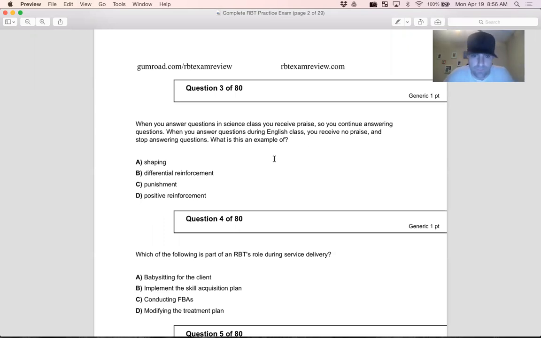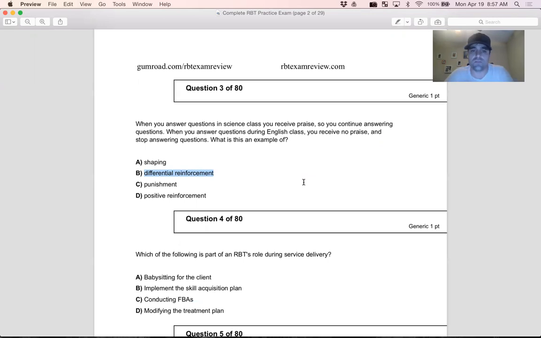Are you shaping? Well, no, because we're not teaching a behavior. We're not reinforcing approximations. Okay. We already have our behavior, right? Answering questions. Now it just comes down to reinforcing and not reinforcing. So we're not shaping. Differential reinforcement. Yes, this is textbook differential reinforcement. Okay. Reinforce in one scenario, extinction in others. Behavior starts happening in the first scenario, but not in the others. This is textbook differential reinforcement.